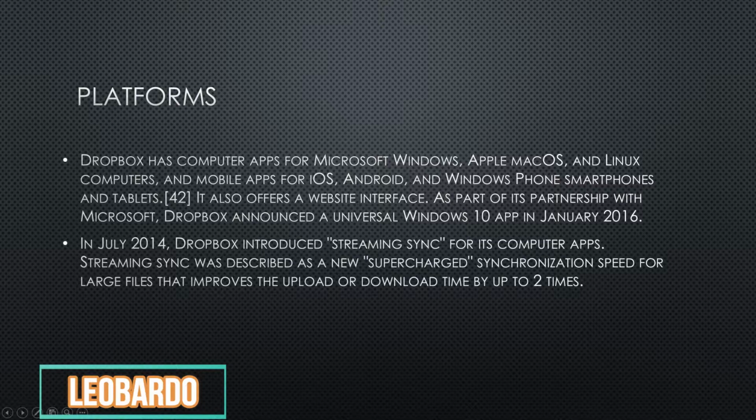In January 2014, Dropbox introduced streaming sync for its computer apps. Streaming sync was described as a new super-charged synchronization speed for large files that improves the upload or download time by up to times.